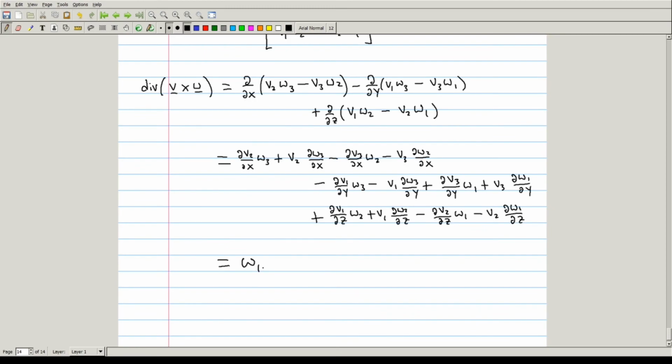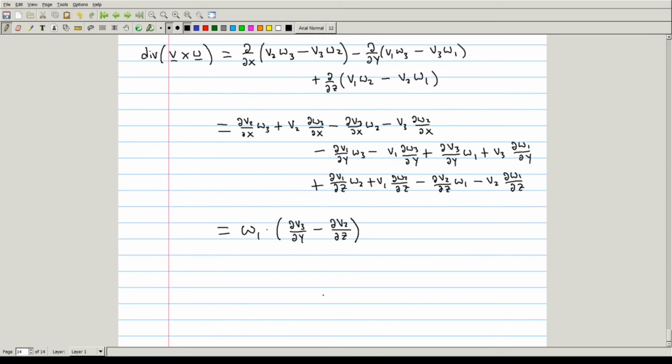The curl between these two vectors right here. So W1 then, we have W1 times dV3 dy and minus dV2 dz, and then plus W2, and it will be minus W2 times dV3 dx from here, and then we have W2 times dV1 dz.